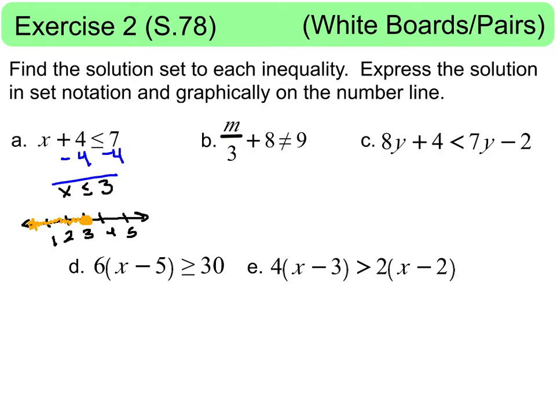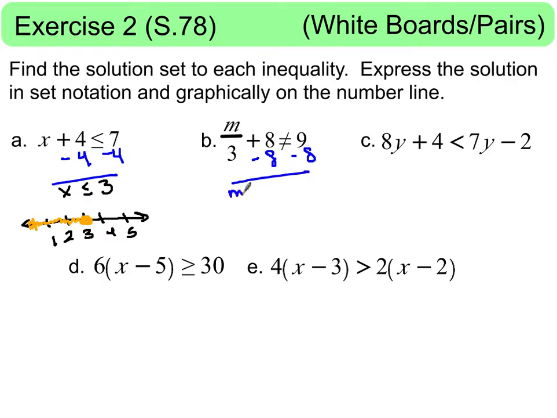Now, part B is a little bit interesting. Part B states m divided by 3 plus 8 does not equal 9. So they want to know, in essence, an opposite of what we want to think. Typically, we would want to say, what does m need to be to equal 9? Now, the good news is that while the sign is different, we will solve it the same way that we traditionally would solve an equation. So we would minus 8 on both sides.